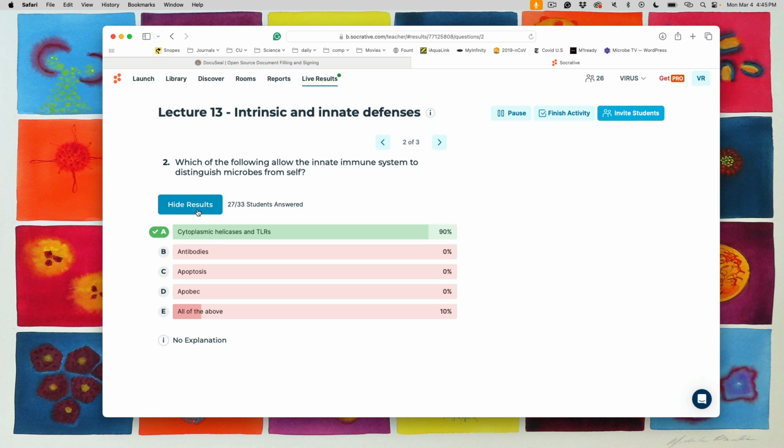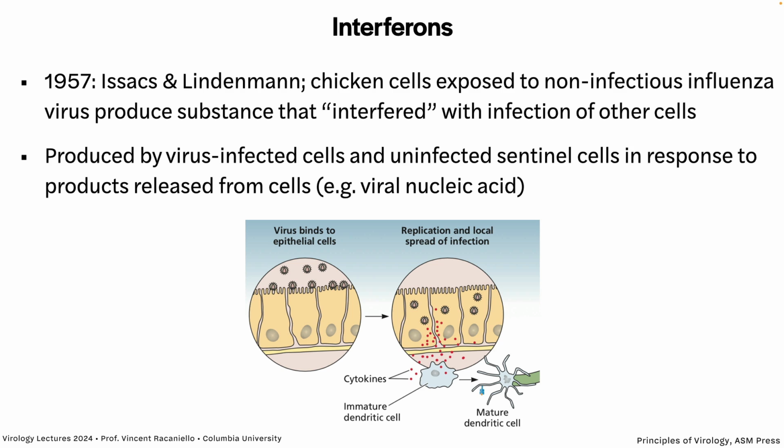And apoptosis and APOBEC are the intrinsic, which is before innate. And I'm sorry that it's all about terminology, but just to get you to think about it in a way that we think is useful, that's what that's about.